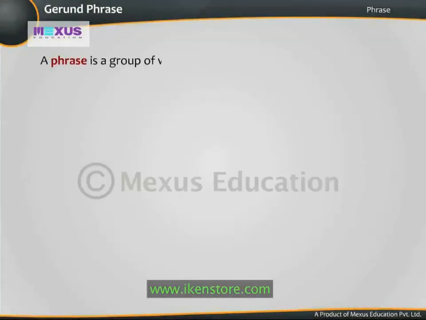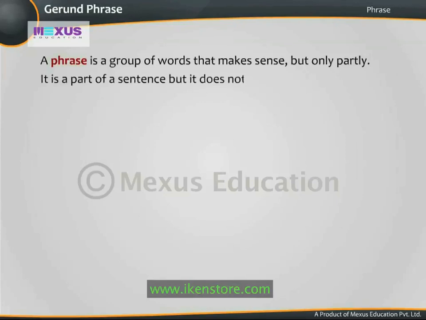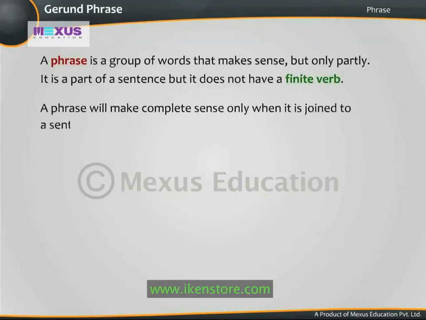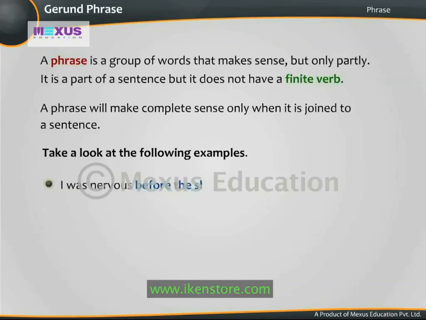A phrase is a group of words that make sense, but only partly. It is a part of a sentence, but it does not have a finite verb. A phrase will make complete sense only when it is joined to a sentence. Take a look at the following examples. In the first example, the phrase "before the show" by itself does not make any sense. Similarly, in the second example, the phrase "in this house" will not convey any meaning by itself.